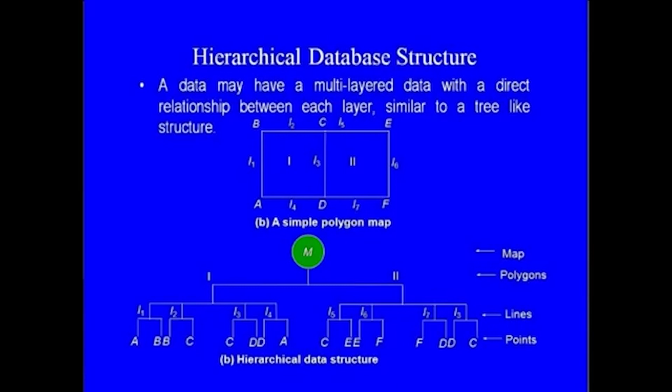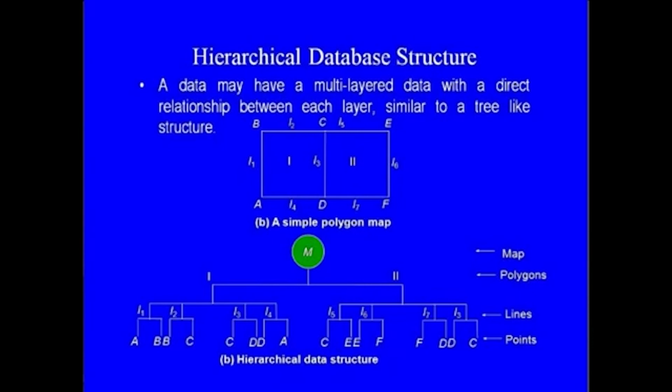Data may have multi-layer data with direct relationship with each other, similar to a tree-like structure. Let us look here at a very simple example to illustrate hierarchical data structure. There are 2 polygons having corner points A, D, C, B and D, F, E, C, with C and D points being common to both the polygons.